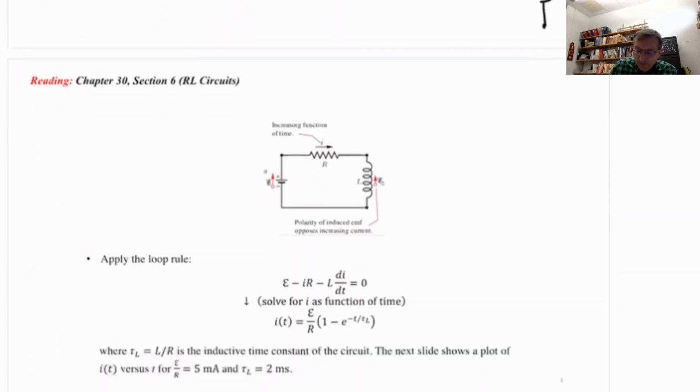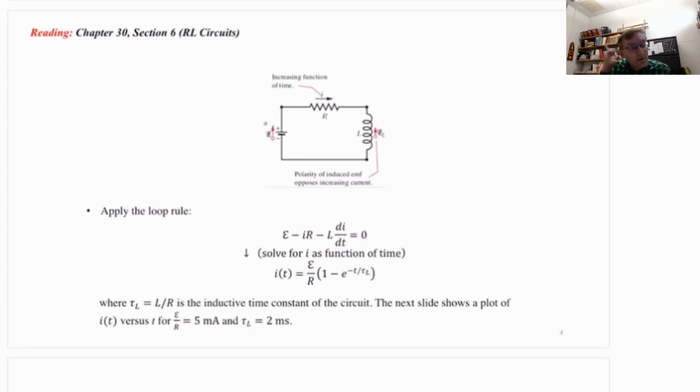All right, so let's do a full-blown loop rule analysis of a single loop RL circuit, where we have just thrown that switch S up to point A. And just before that, the current in the loop was 0. And we have just thrown the switch up to point A. So this is now our single loop with a current that's clockwise around the loop and an increasing function of time. And so through the inductor, the current is going downward and increasing. So the induced EMF polarity opposes that. See the little arrow.